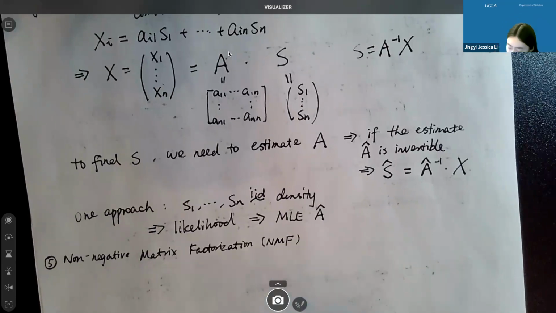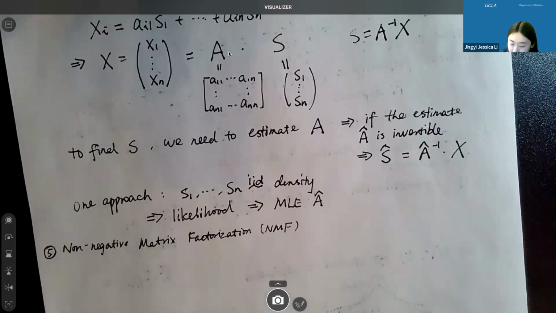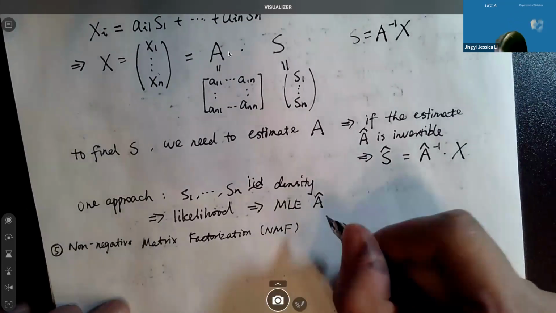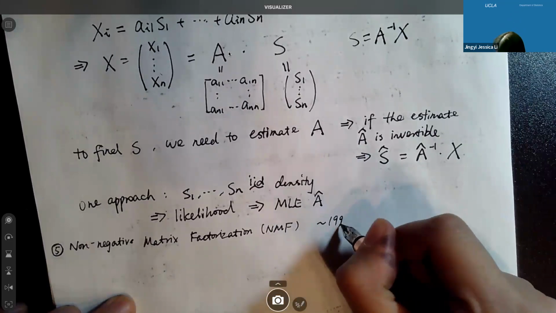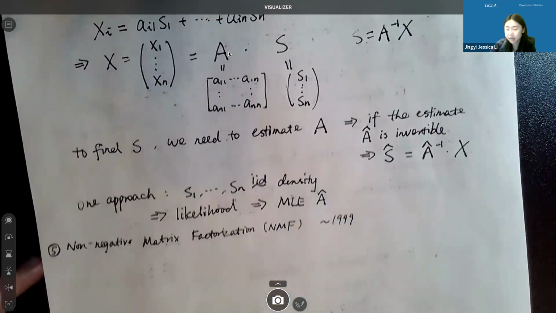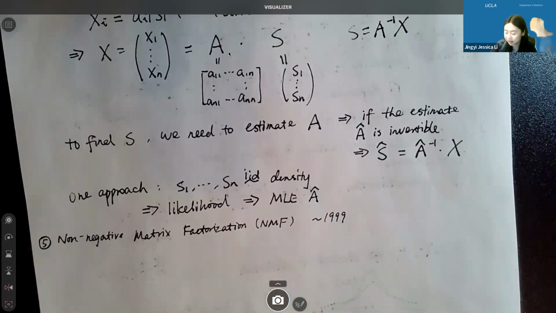Okay, so this NMF was actually introduced, I think, about 1999. And it was actually in a Nature paper. You know how difficult it is to get an algorithm paper published in Nature nowadays. But that Nature paper actually introduced this non-negative matrix factorization technique in terms of doing image analysis.